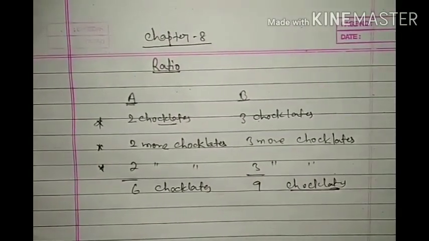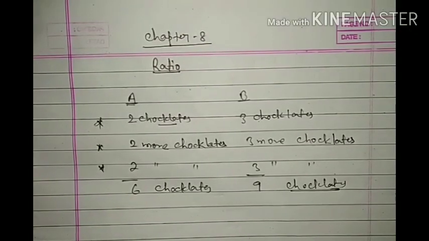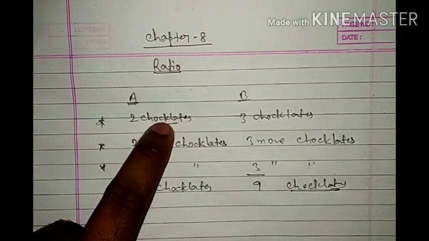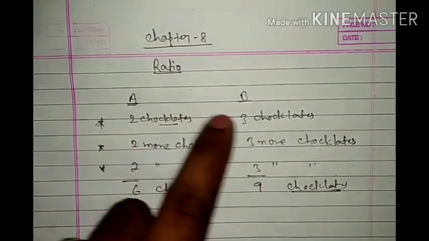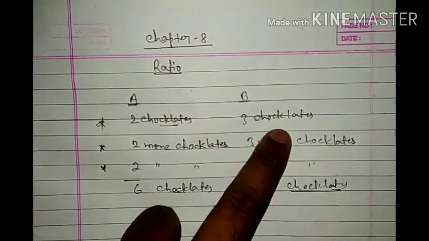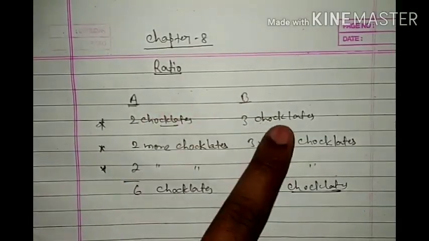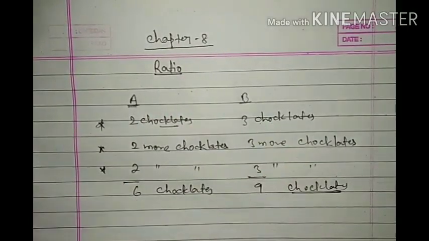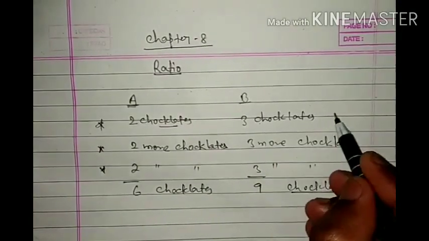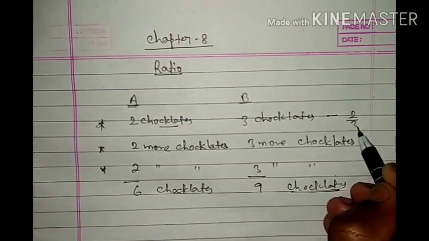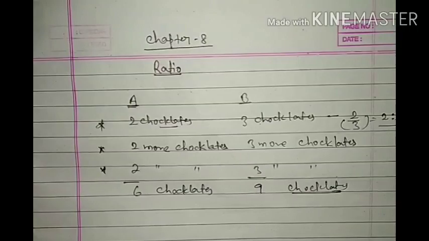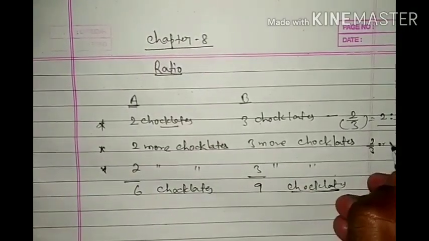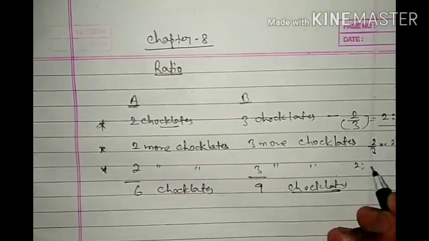So what we are trying to conclude here is the number of chocolates A has and the number of chocolates B has. The number of chocolates A had was 2 and the number B had was 3. So the comparison between the quantity of both the chocolates here is 2 by 3, or we can say 2:3. Here also 2 by 3 or 2:3, and here also 2:3.